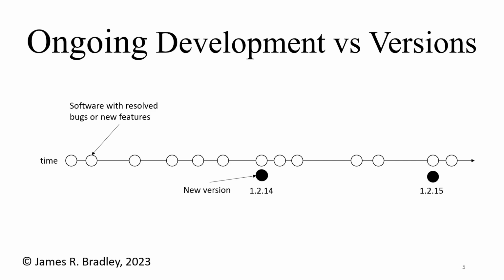So even when there aren't new versions being designated, the software is typically undergoing improvements. And Git certainly helps with identifying and releasing new versions of software, but it's just as important, or even more important, for the ongoing development where bugs are resolved and new features are added, even if new versions aren't created.